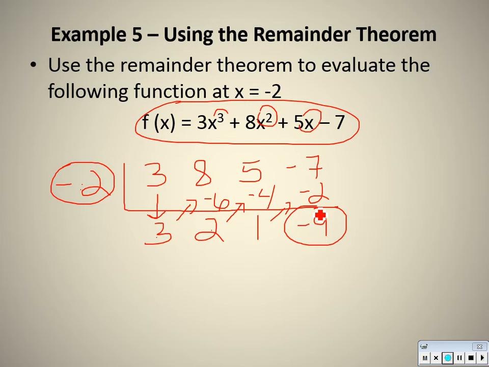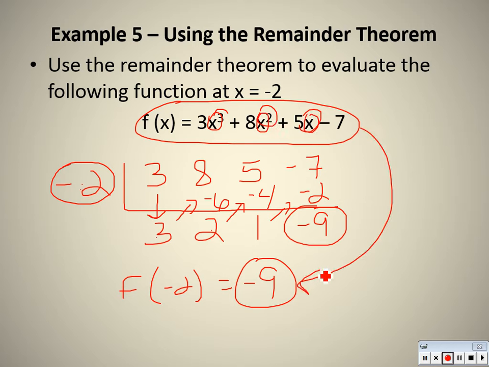So if I was going to do f of -2, the answer to this would be -9. Meaning, if I were to substitute a -2 in for x here, here, and here, and do the order of operations, this is the answer that I would get when I do that.